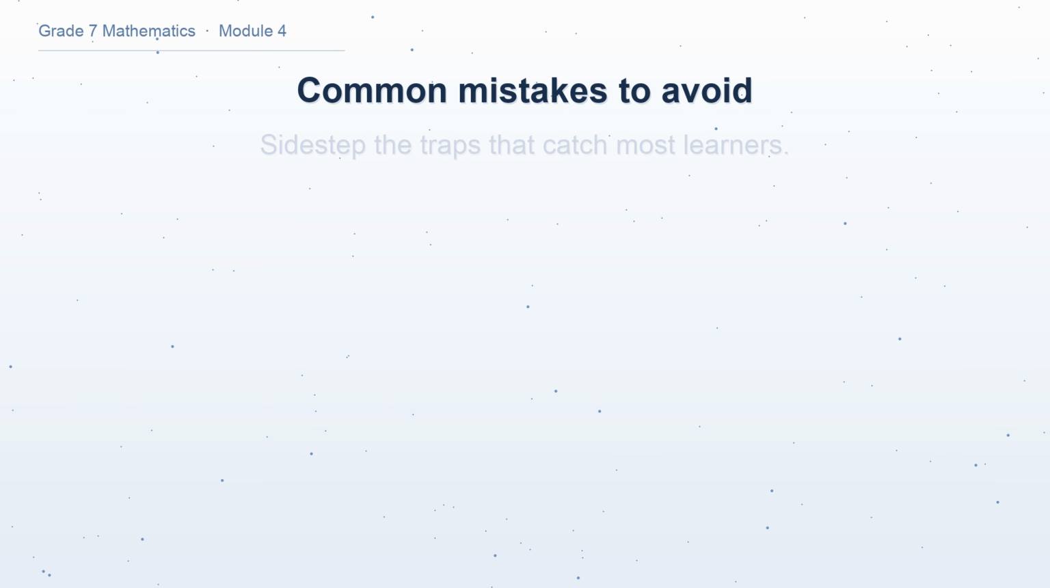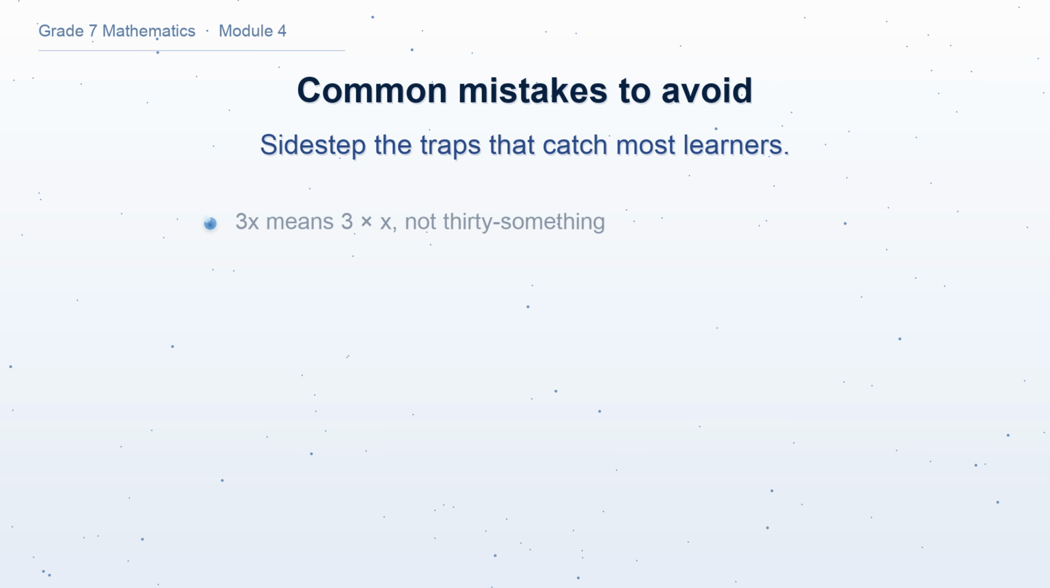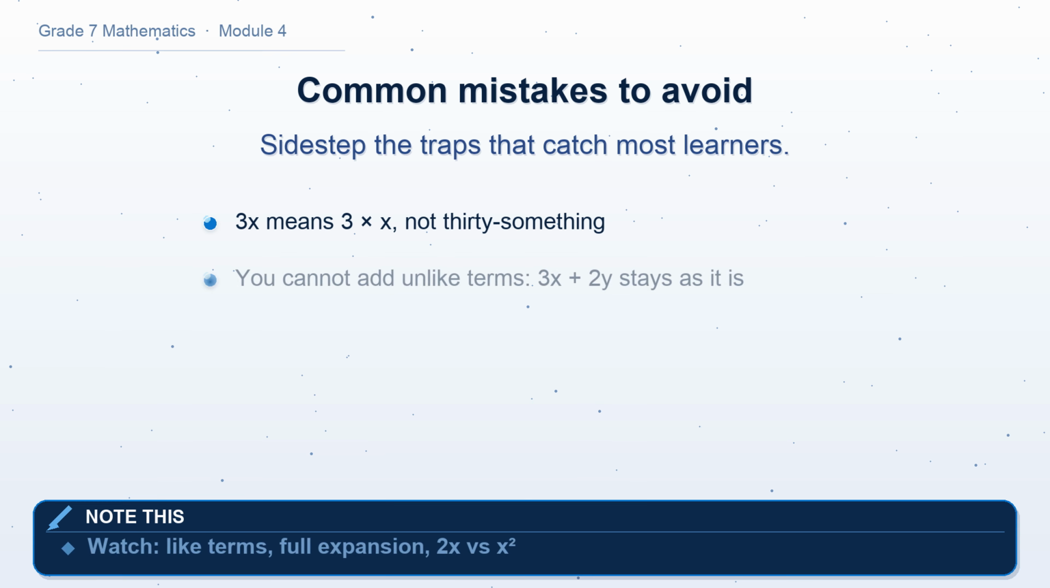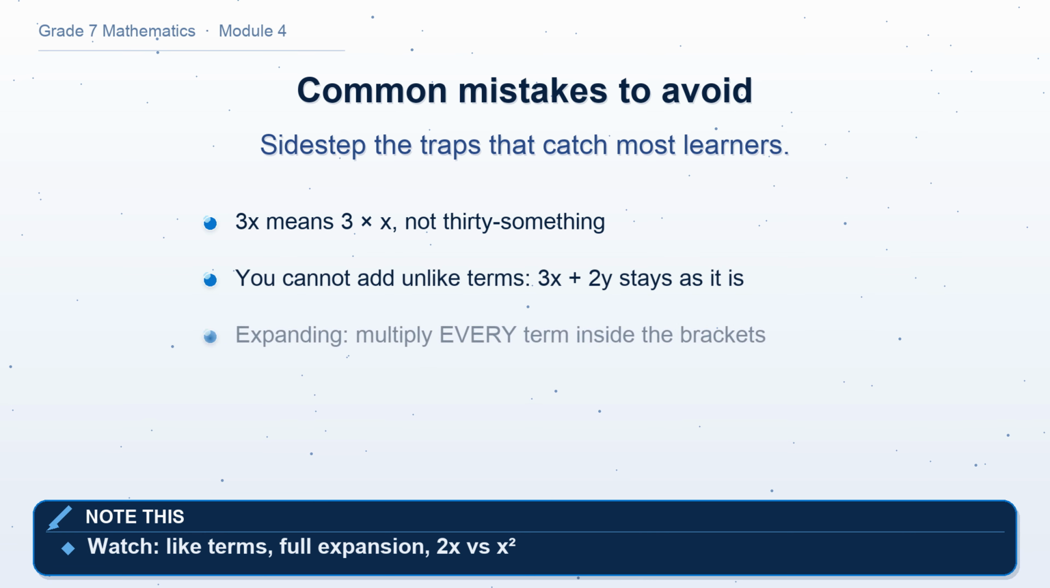Before we practice, let's avoid the traps that catch most learners. First, 3x means 3 times x, not a number in the 30s. Second, you cannot add unlike terms, so 3x plus 2y stays exactly as it is. Third, when expanding brackets, multiply every term inside, not only the first. And finally, 2x and x squared are different. 2x is x plus x, while x squared is x times x. Keep these in mind, and your algebra will stay accurate.